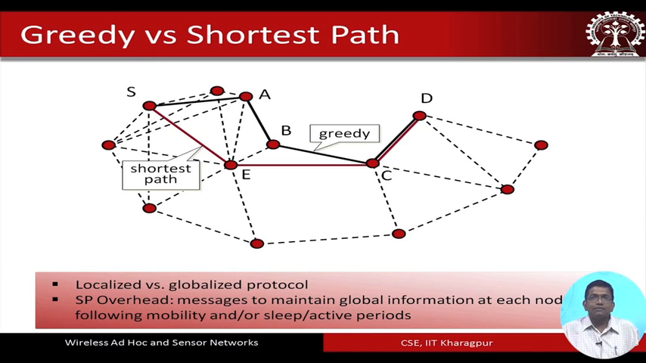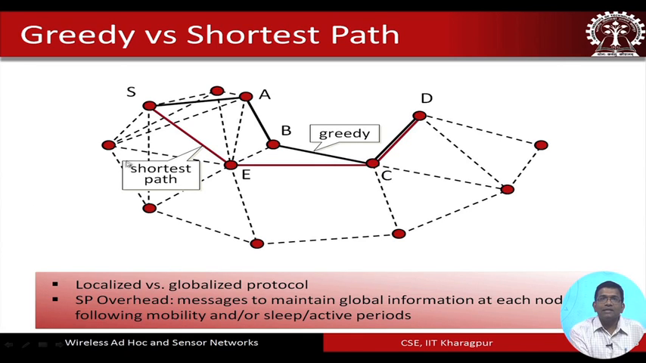Now, all these algorithms that we have seen, we had the greedy variants and the shortest path variant, which is the optimized with the least number of hops. So, S, E, C and D is the path with the least number of hops. So, this is the shortest path optimized algorithm, which can be adopted for routing between S and D.